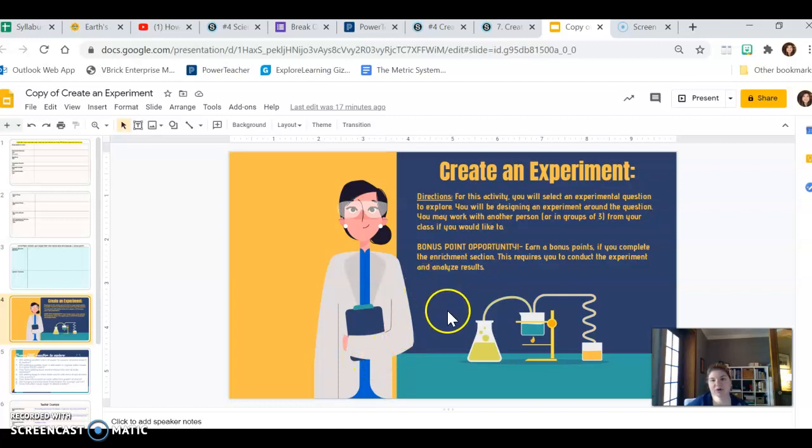So your directions are going to be basically you choose a question that you would like to find the answer to using the scientific method, and then you also have the option to actually record yourself doing the experiment if you'd like, but it's not a requirement. That would be for extra credit. The only requirements are that you fill in Table 1 and Table 2, the first 2 slides of this page. And like I said, you can work by yourself or in a group.